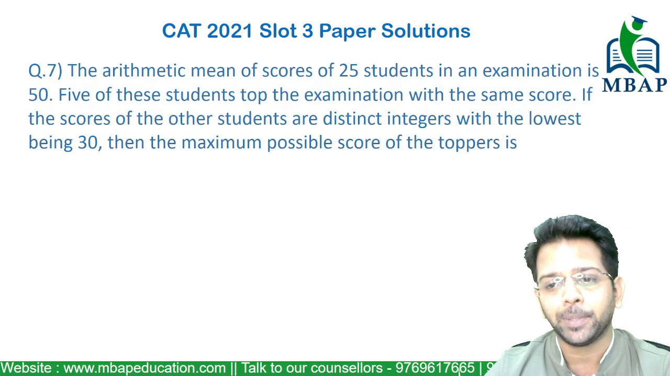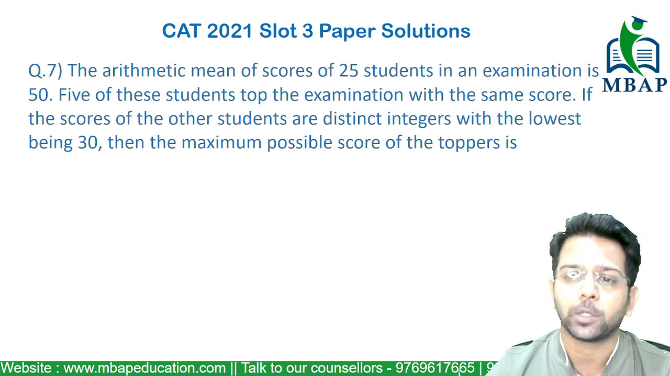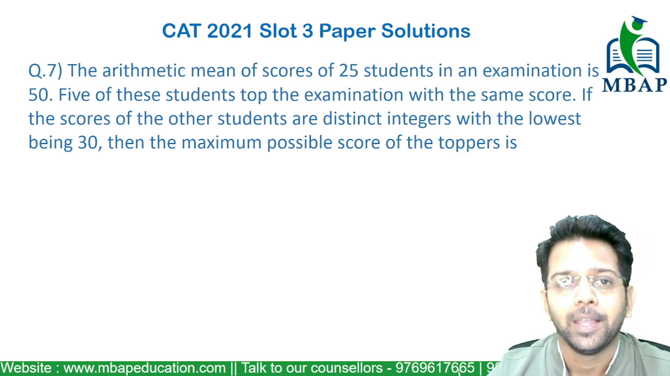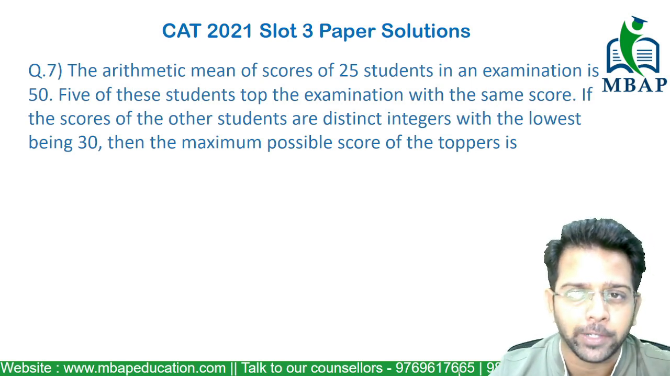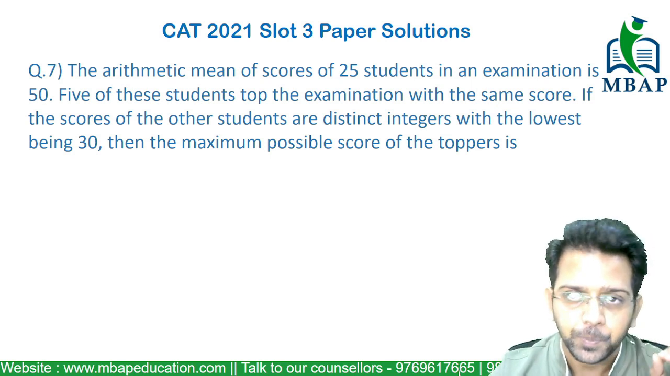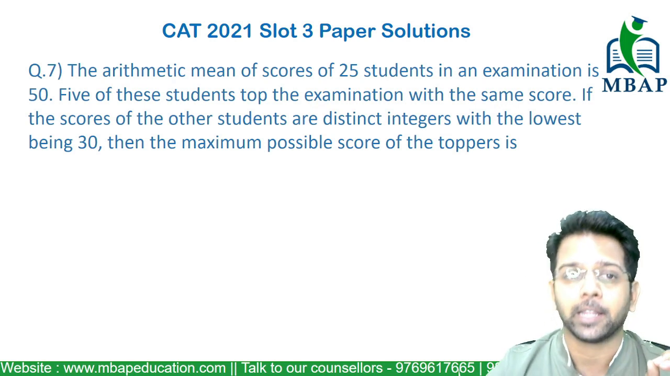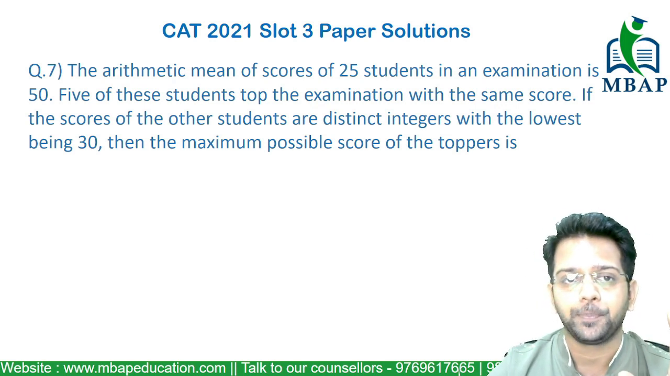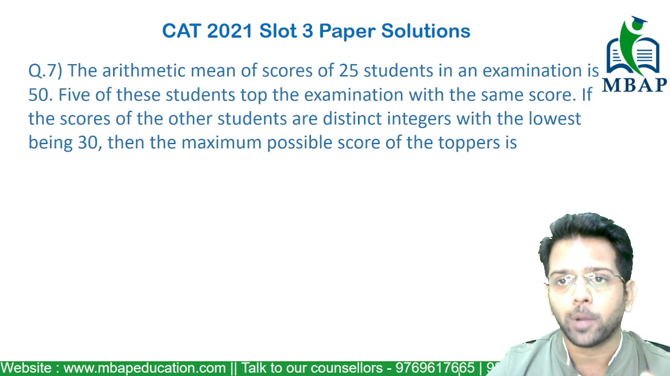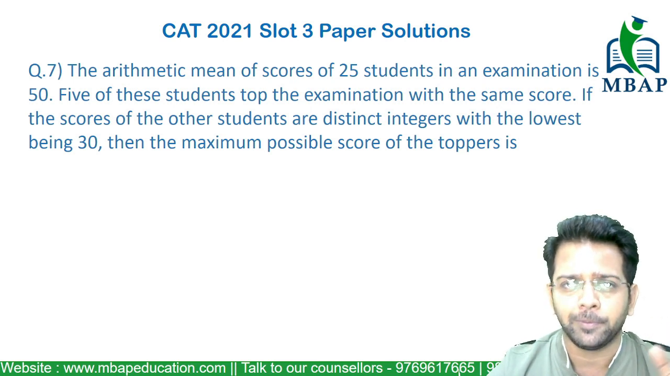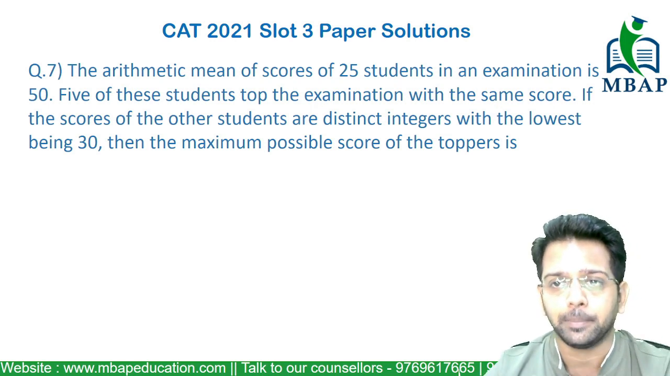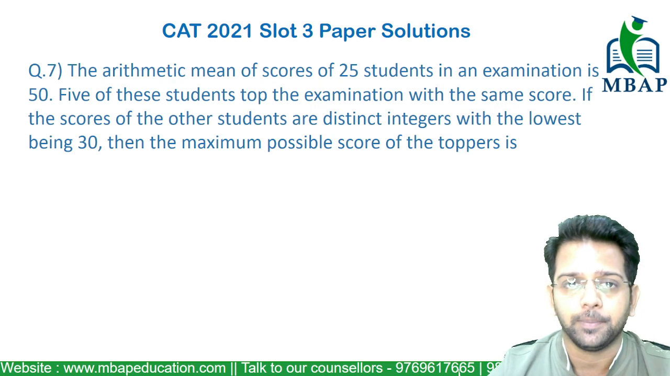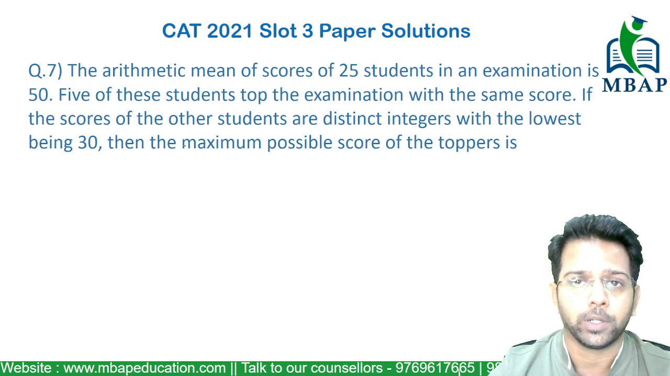The next question is a simple arithmetic easy question which came in the year 2021 of slot 3 of the paper. Let's see this. The question says the arithmetic mean of scores of 25 students in an examination is 50. There are 25 students and the arithmetic mean or the average is given to you as 50. 5 of these students top the examination with the same score. So possibly we can assume all of them to be X. The scores of the other students are distinct numbers and the lowest being 30. The question is, what is the maximum possible score of these students?